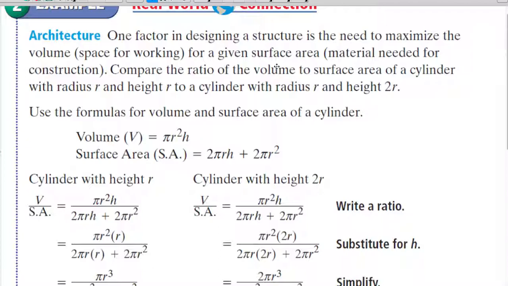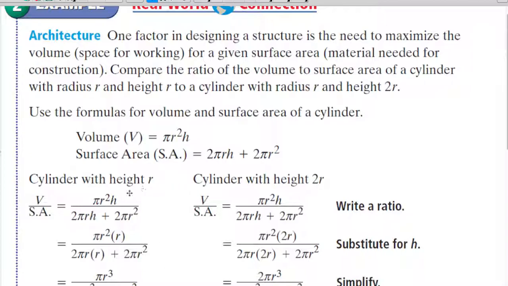These are maximization, optimization type problems for a given surface area. Compare the ratio of the volume to surface area of a cylinder with a radius r and height r to a cylinder with radius r and height 2r. Okay, so it's volume to surface area, and that's right there. Volume is in the numerator, surface area is in the denominator.